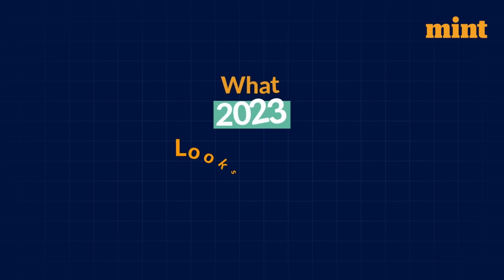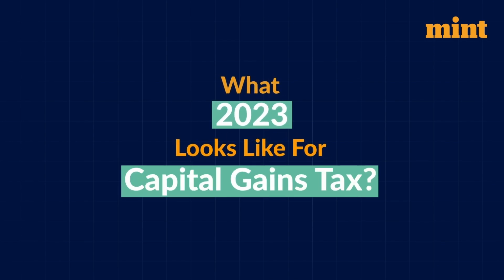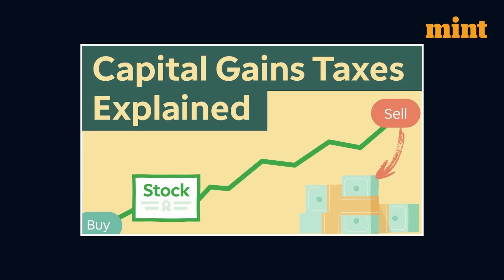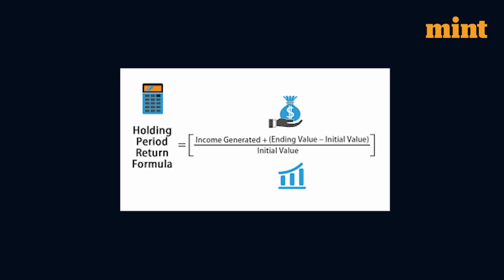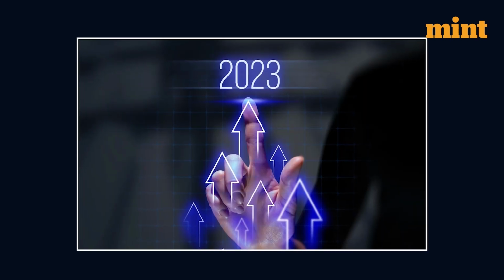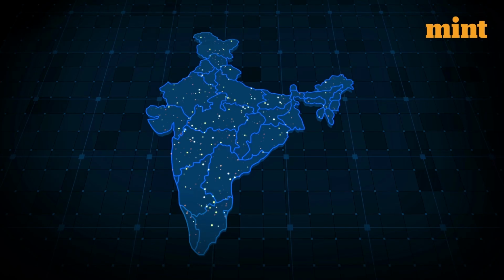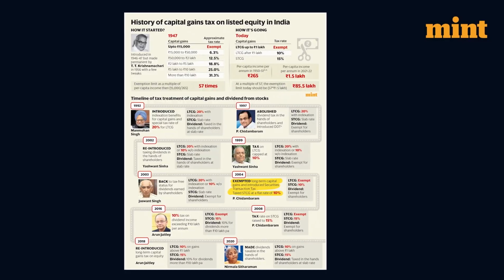What does 2023 look like for capital gains tax? Moving forward, the capital gains tax system for different assets is anticipated to be adjusted in Budget 2023, both in terms of holding period and tax rates. We must wait and watch if 2023 can make an impact on India's capital gains tax history.